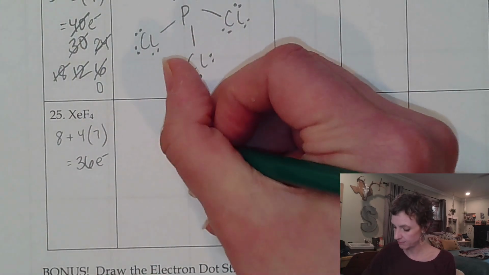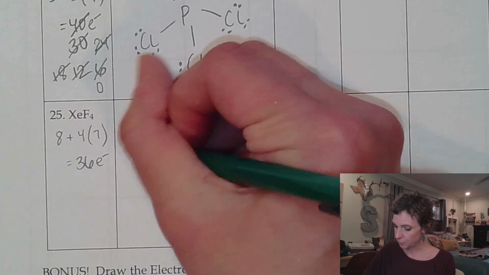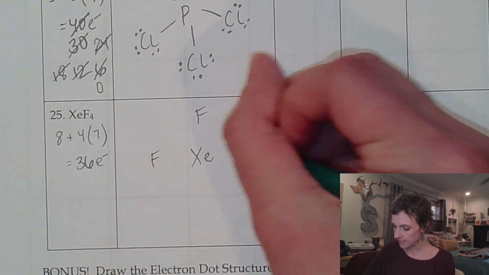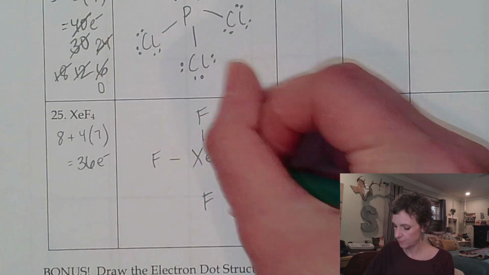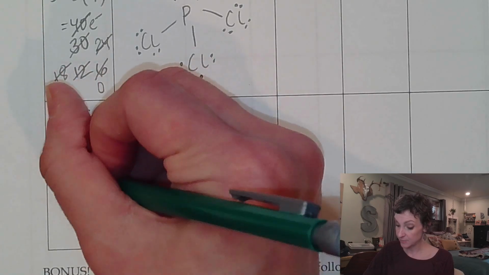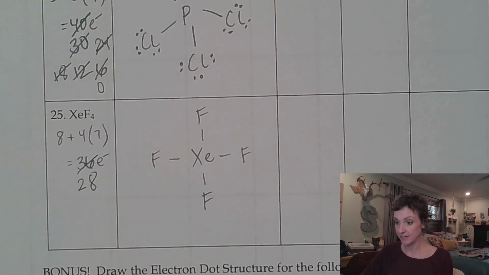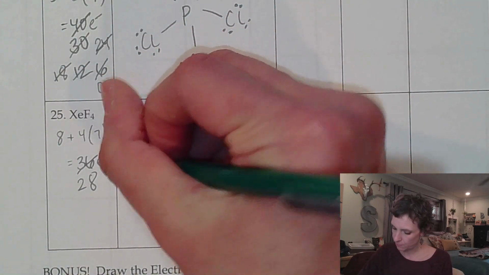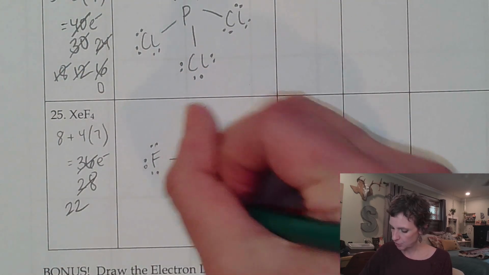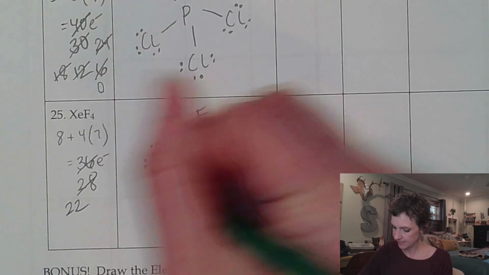Xenon is going to go in the middle, and I got my fluorines, all 4 of them, on the outside. Connect everybody up to the central xenon. 1, 2, 3, 4, 5, 6, 7, 8. That brings me now down to 28. Each one of my fluorines needs 6 more. 1, 2, 3, 4, 5, 6. So 22. 1, 2, 3, 4, 5, 6.